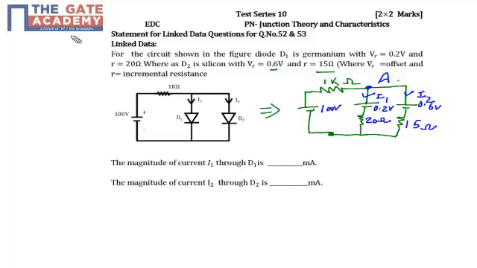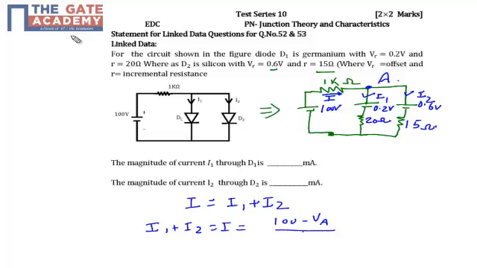So if I assume the total current I, then I must be equal to I1 plus I2. So my I1 plus I2, which is equal to I, will be (100 minus VA) upon 1000, or 1K, right? Because across the 1K resistor we have the 100 volt battery and the A terminal, which has the voltage VA. So my I1 plus I2 is equal to (100 minus VA) upon 1000. We know that in parallel the voltage remains the same, so in both paths of the diodes, across the germanium or across the silicon, we have the voltage VA.